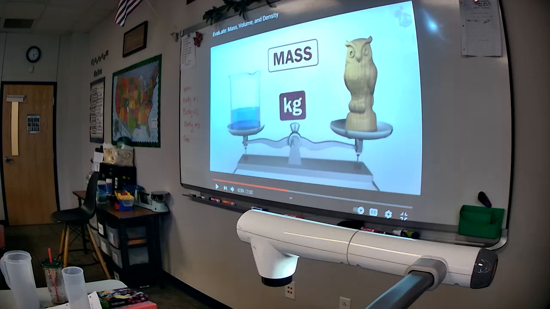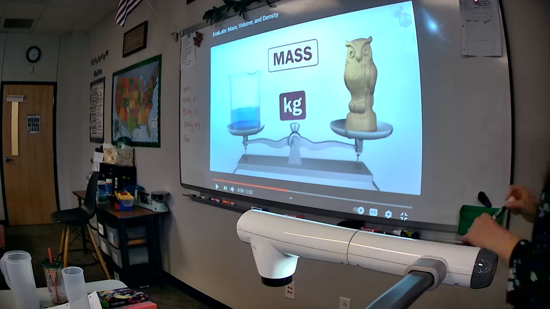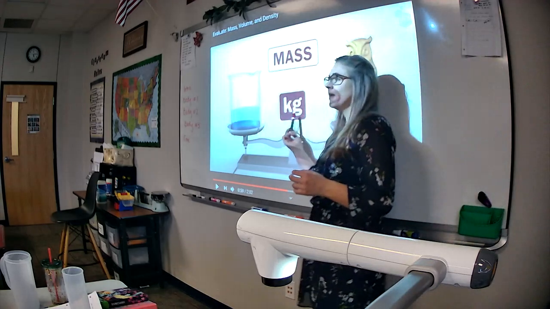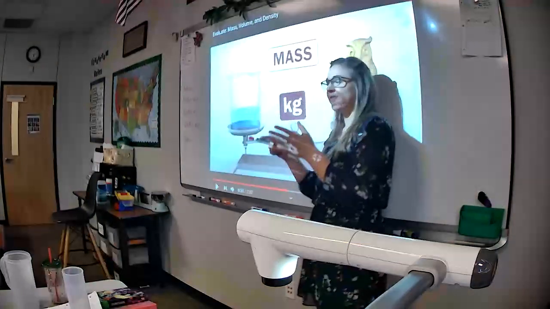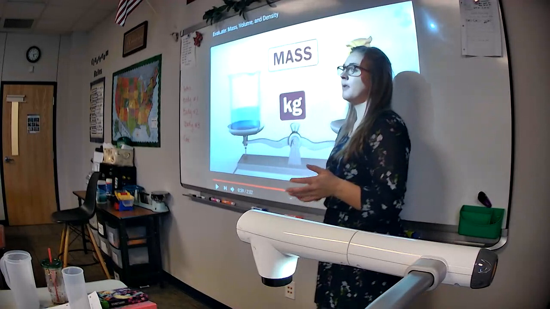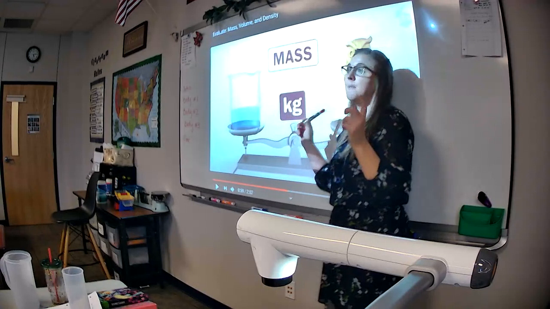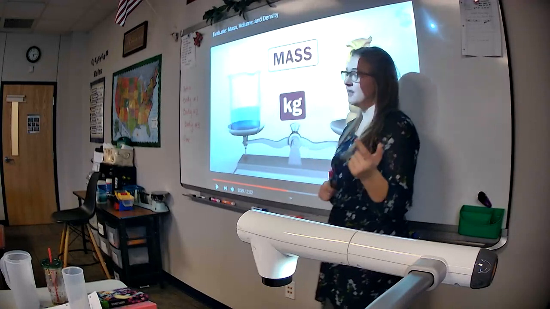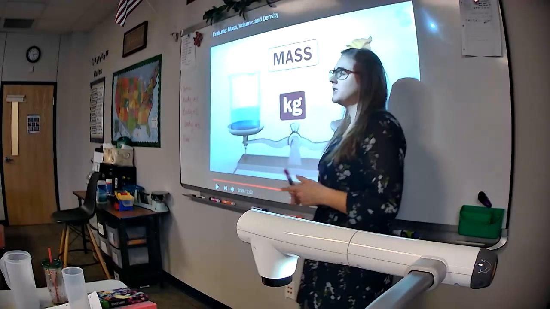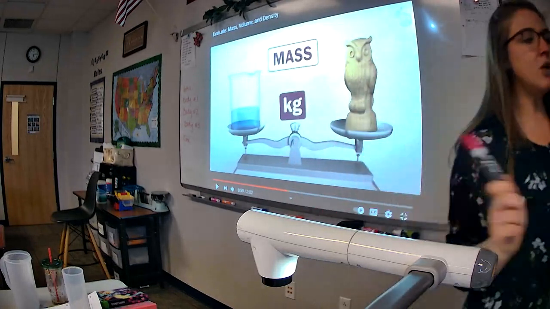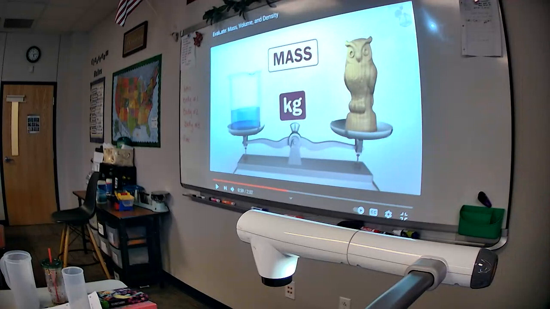Okay, we learned that mass is measured in grams. The unit grams can be converted to kilograms. A kilogram is just 1,000 grams. So a kilogram is 1,000 grams, a milligram is 1,000th of a gram. You can have a centigram, all those kinds of things. So it's the same unit, just derived in a different way.